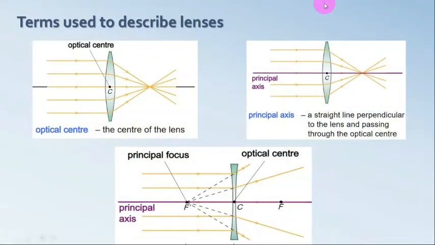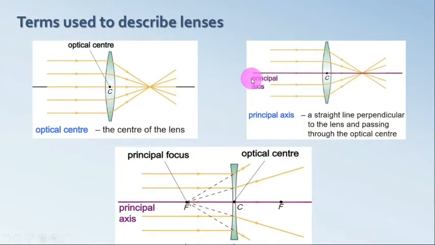Let's now talk about the terms we use to describe lenses. Okay? Look here, please, to understand and try to memorize them. The first thing we have in both lenses is what? Optical center. It is the center of the lens. The center of the lens, we call it optical center. So it's the center of the lens. We have it in concave and we have it in convex.